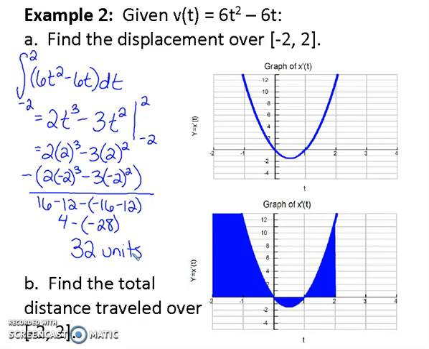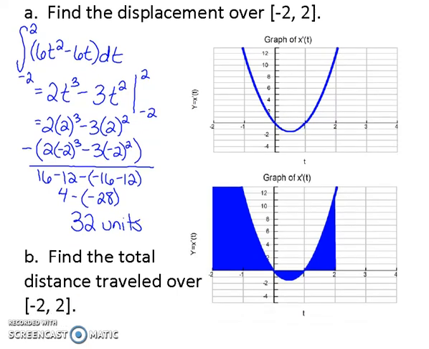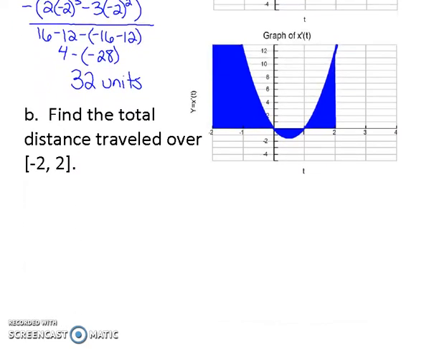Now, if they want us to do distance traveled, though, just like when we're doing it with derivatives, we have to think about when does the particle change direction. So that, again, is going to be wherever the velocity equals 0, which we already know is at t equals 0 and t equals 1.